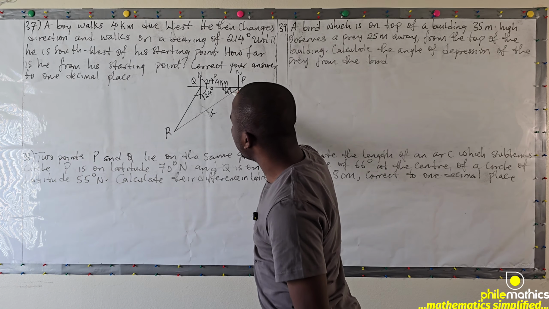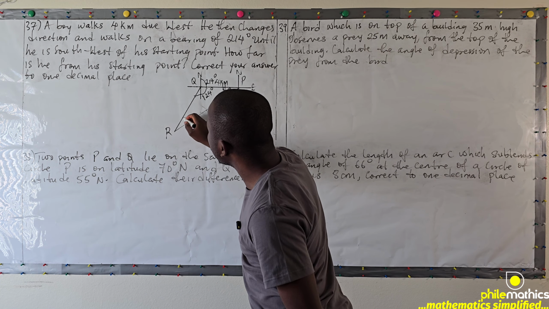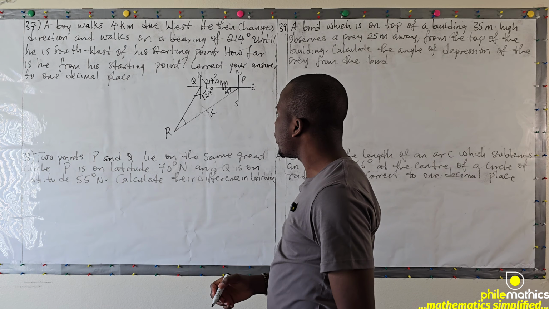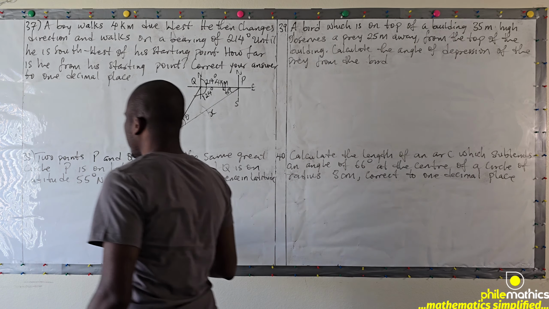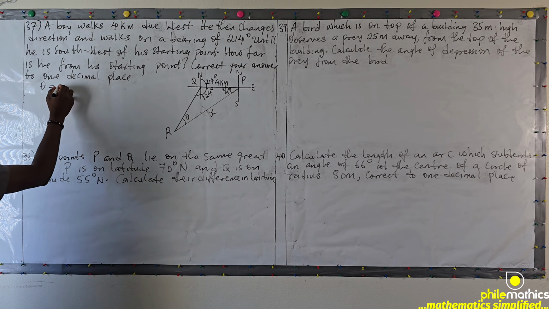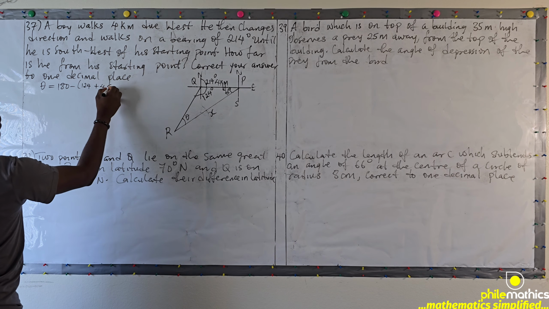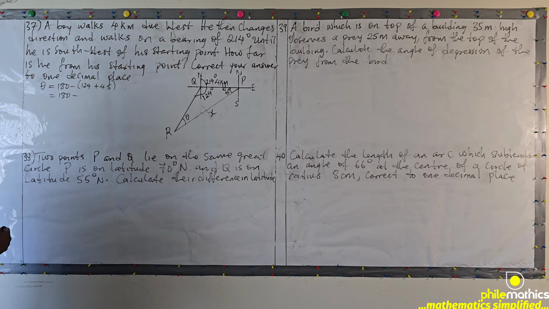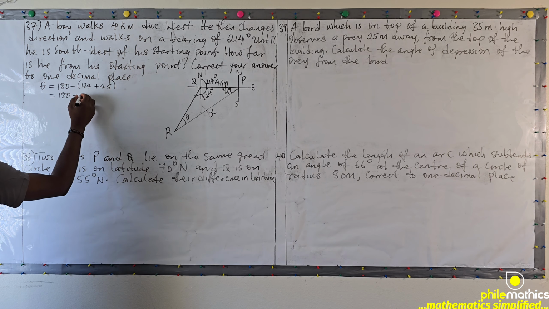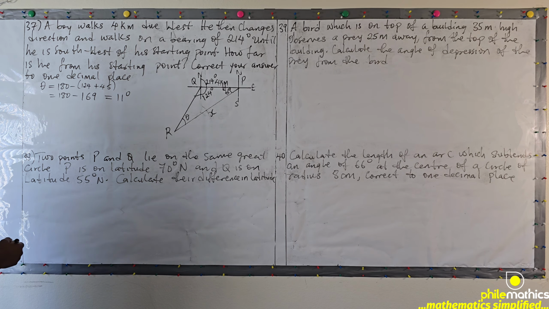And if here is 45 degrees, here is 124 degrees, we can get what here is by subtracting from 180. So let's call here theta. Our theta will simply be 180 minus 124 plus 45. 124 plus 45 is 169, and if we subtract, this will be 11 degrees. So theta is 11 degrees.